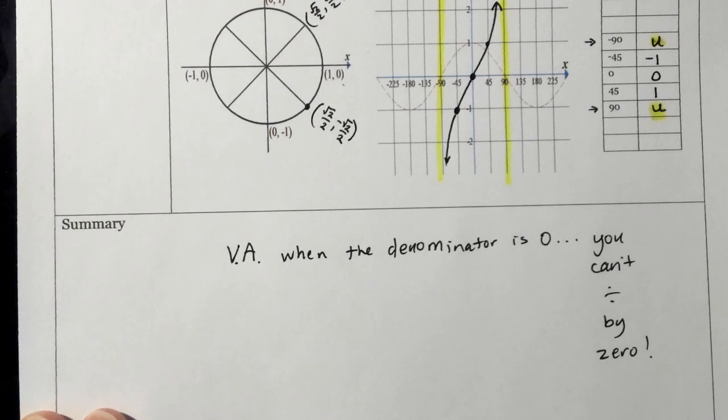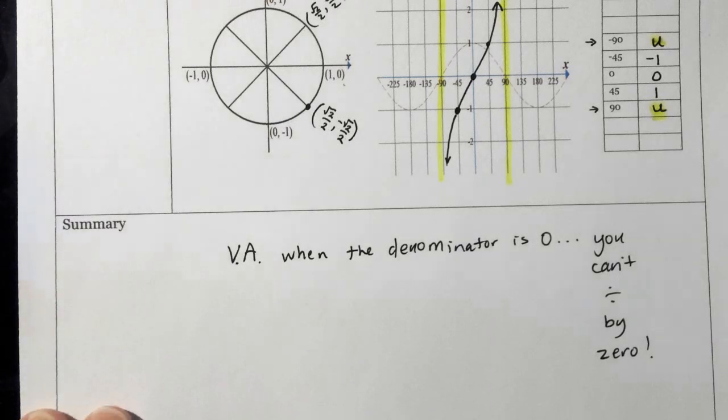Next, we're going to look at cotangent. It's going to be a lot quicker. A lot quicker.